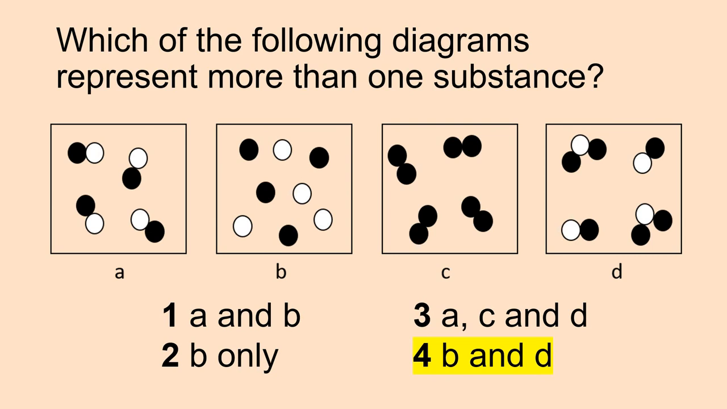In A, they are all the same compound. In B, we have different atoms. In C, they are all the same molecule of an element. And in D we have 2 different types of compound.